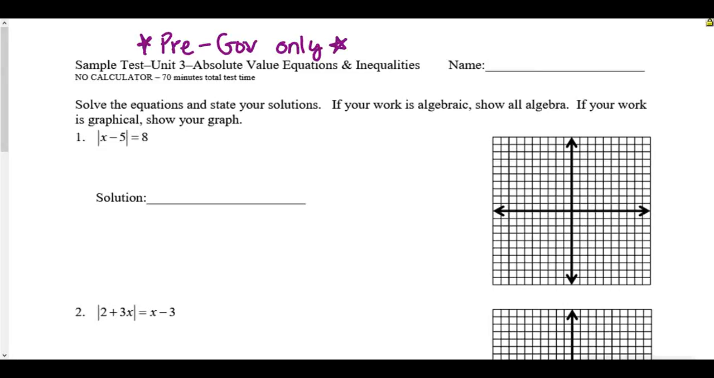All right, this is the sample test for Unit 3, Absolute Value Equations and Inequalities. It's the pre-Governor's School Algebra 2 only. The regular does not have this no calculator section, so just be sure you pre-gov. All right, let's start with number 1.